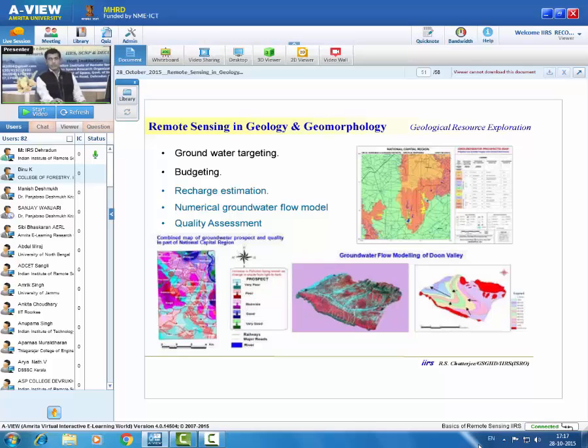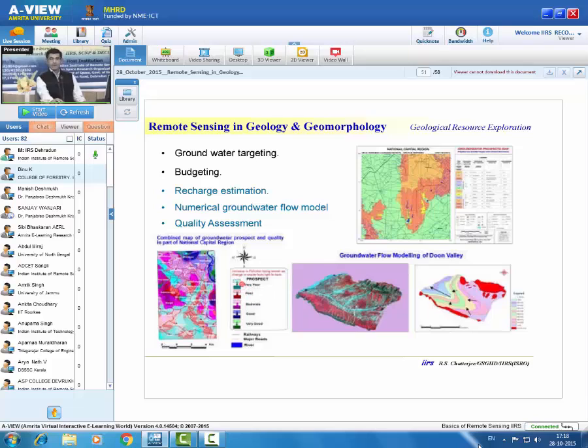That we have combined this quality information with the groundwater potential information. How much groundwater is available qualitatively? Is the groundwater available very high, or is it very low? And if groundwater available is high or low, what is the quality of groundwater? Whether the quality is good or bad.